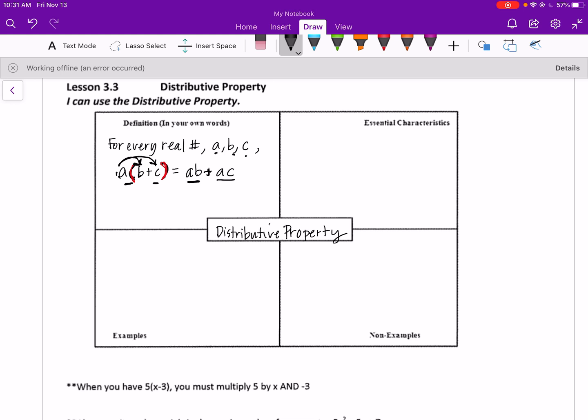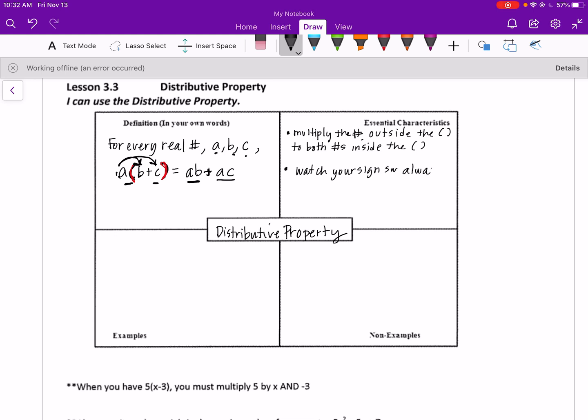So in easy terms, not mathematical jargon, it tells you to multiply the number outside the parentheses to both numbers inside the parentheses. And the biggest thing that you need to be careful of is watch your signs. Watch your signs.